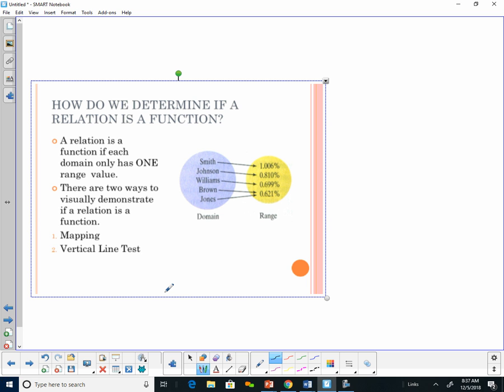How do we determine if a relation is a function? Remember, a relation is a special relation, which is called a function, and that is where each domain only has one range value. So each x only goes to one y. Okay, so at this point, if you look at all of my names, which are my domains, they are only going to one y apiece. Okay, now if you notice, I have a range here that 2 of my domains go to. That is okay. All right, it's only when my domain goes to 2 different ranges that it is not a function.